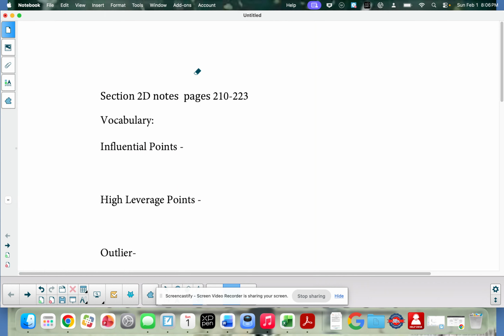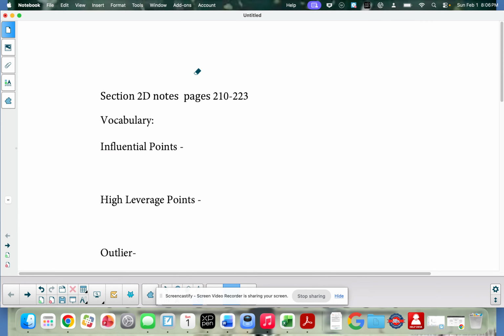Okay, so this last section in this unit, because we've been dealing with linear regression, right? This deals with things that can cause issues with your data, like high leverage points and influential points and outliers and things like that, which we did talk a little bit about in 2C. And it goes into more detail as far as what will happen when you deal with them.